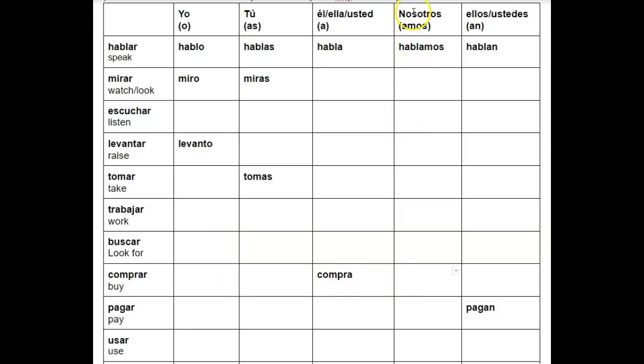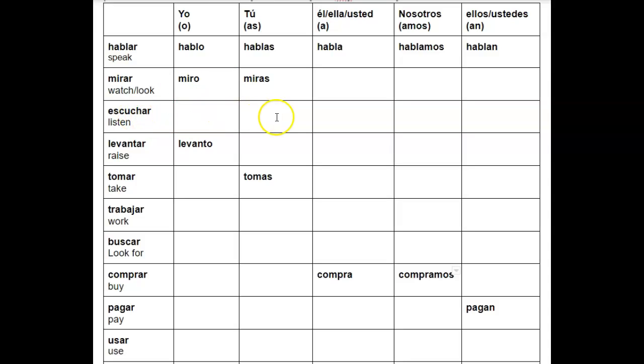Now let's try this one together. If we wanted to say we buy, nosotros, take off the AR, add the amos, so we buy would be compramos. We could make sentences like nosotros compramos materiales escolares. Again, just a reminder, conjugating verbs is really important. So we'll do a few more examples.